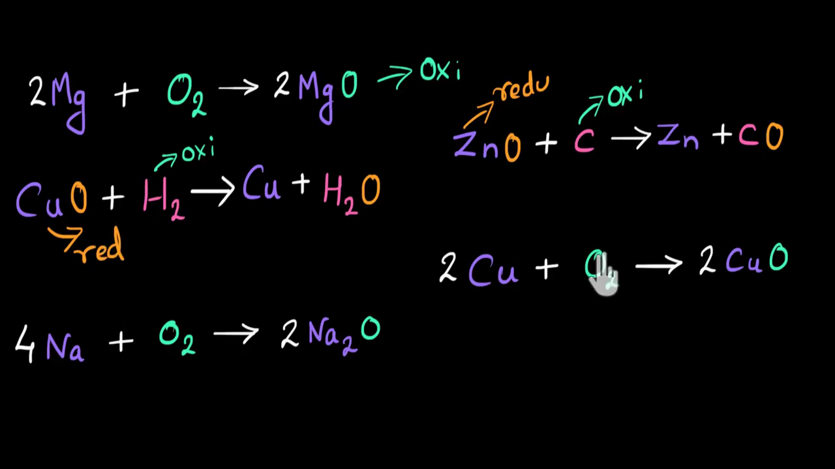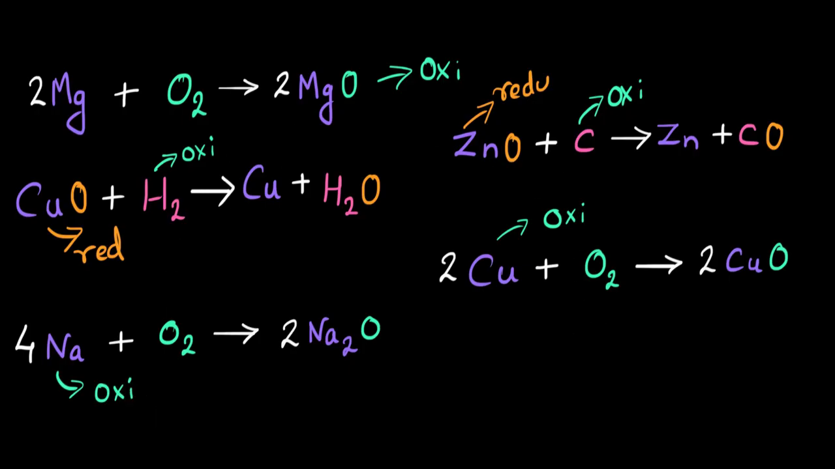Here we see that oxygen is getting added to copper and we get copper oxide. So this reaction is an oxidation reaction. Copper is going through oxidation. Over here we see that oxygen is getting added to sodium and we get sodium oxide. So here I would say sodium is going through an oxidation reaction. So now we have solved our problem.